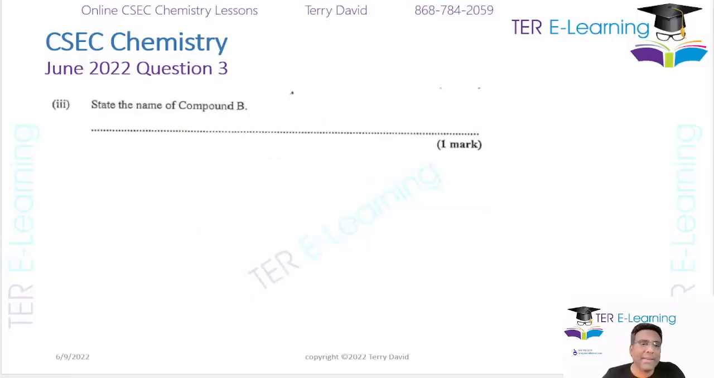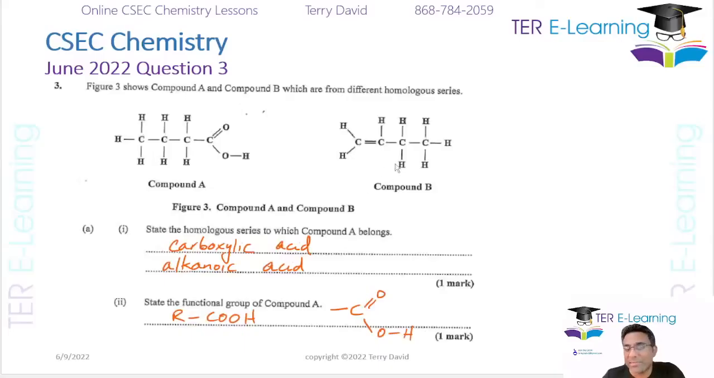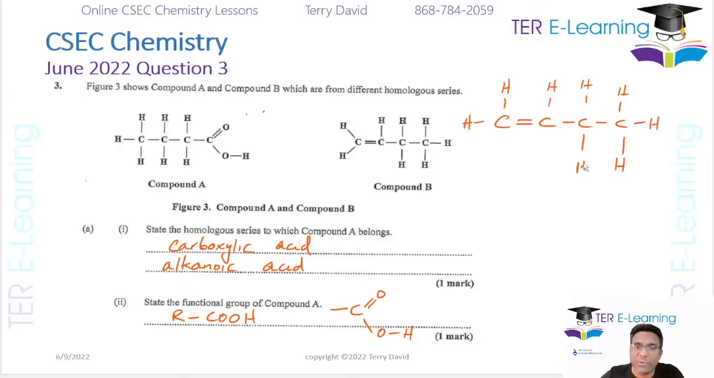And they said state the name of compound B. Now this one here, we need to be careful. You have 1, 2, 3, 4 carbons. Now, when you are naming an alkene, you have to state the position of your double bond. I hope that you all remembered to do that. So this compound has 4 carbons, just like the acid. So therefore the root name is bute. But you have to indicate the position of the double bond.